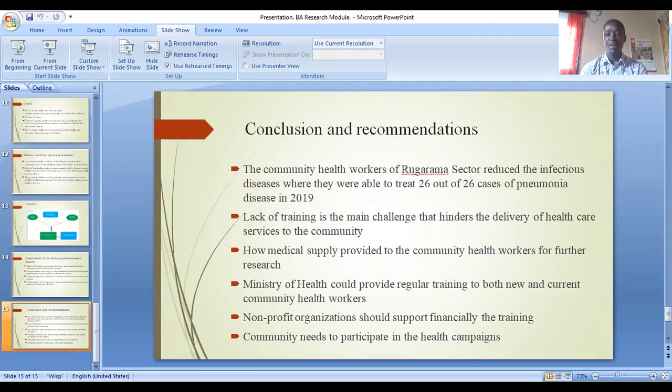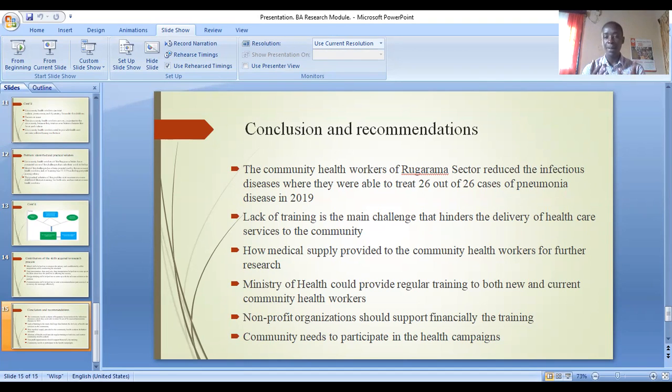So let's move to the last section of this presentation. It's about conclusion and recommendations. We can conclude that the community health workers of the Rugaram sector reduced the infectious diseases, where they were able to treat 26 out of 26 cases of pneumonia in 2019. And the main challenge that hindered the delivery of healthcare services to the community is the lack of training.